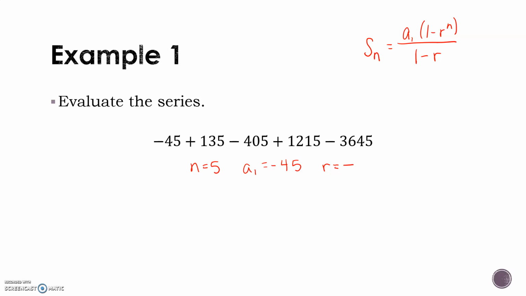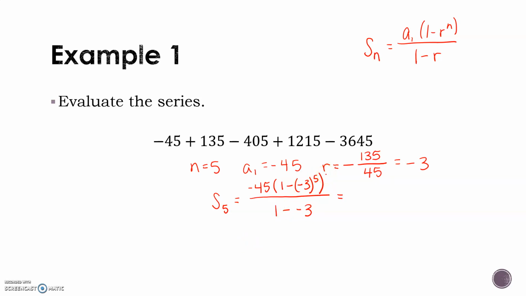because if I just multiply by a positive, the sign, whether it was negative or positive, would stay the same. If you're not sure what the ratio is, or what we multiply 45 by to get 135, you can do 135 divided by 45, and that will give you your ratio. 135 divided by 45 is 3, so my answer is going to be negative 3. Now, subbing in what I know, S sub 5 equals negative 45 times 1 minus negative 3 in parentheses to the 5th power, all over 1 minus negative 3.